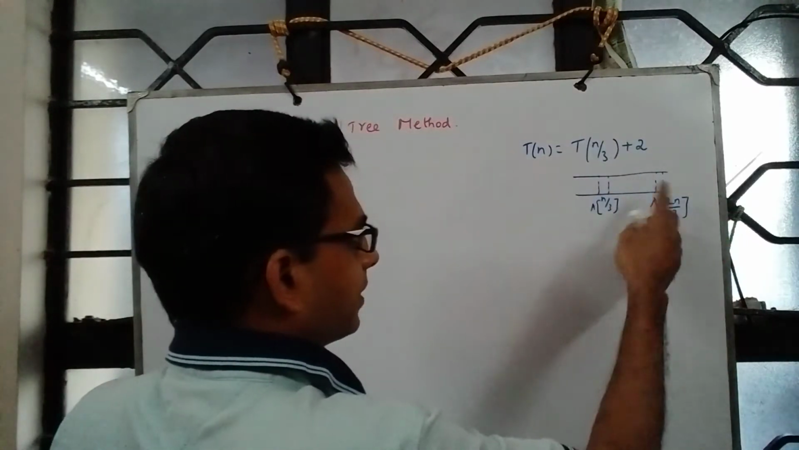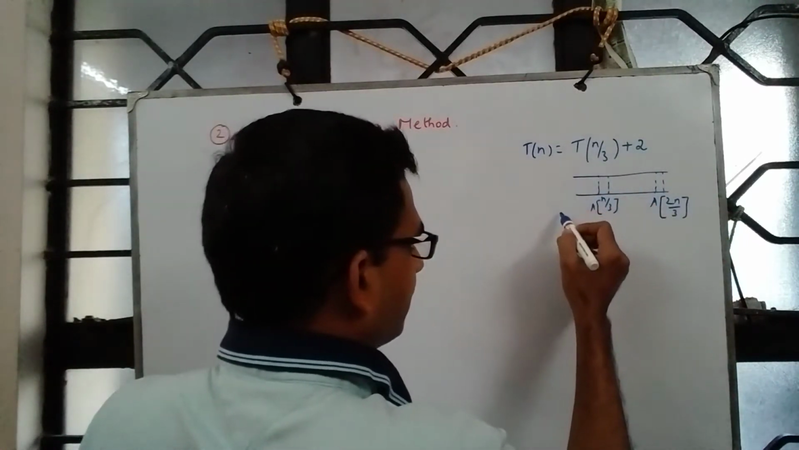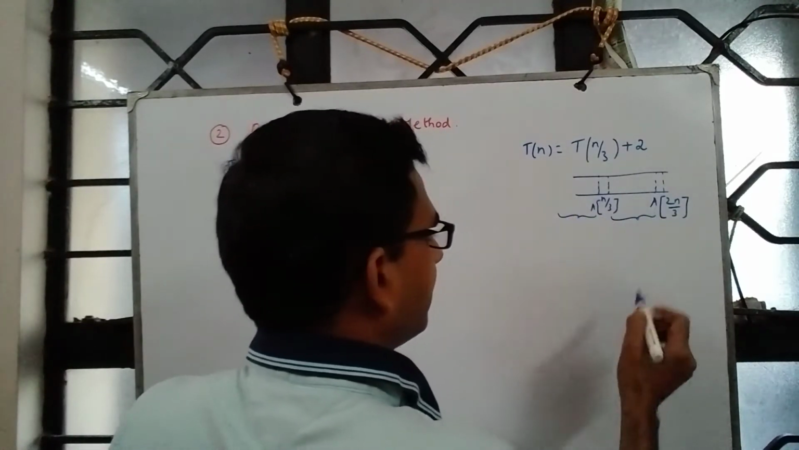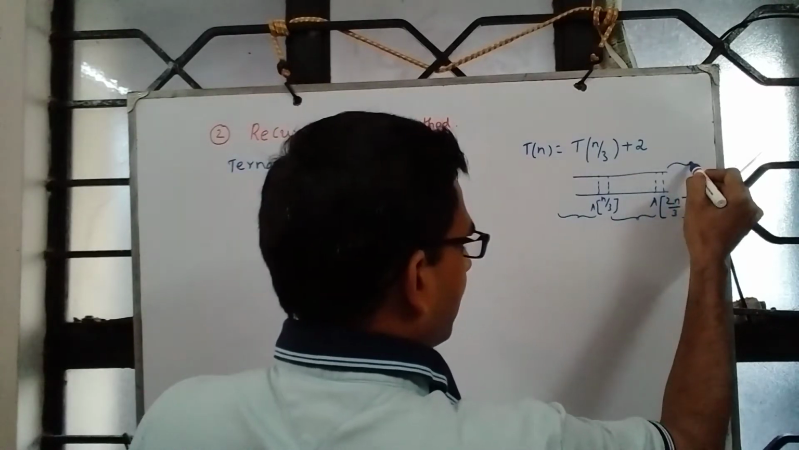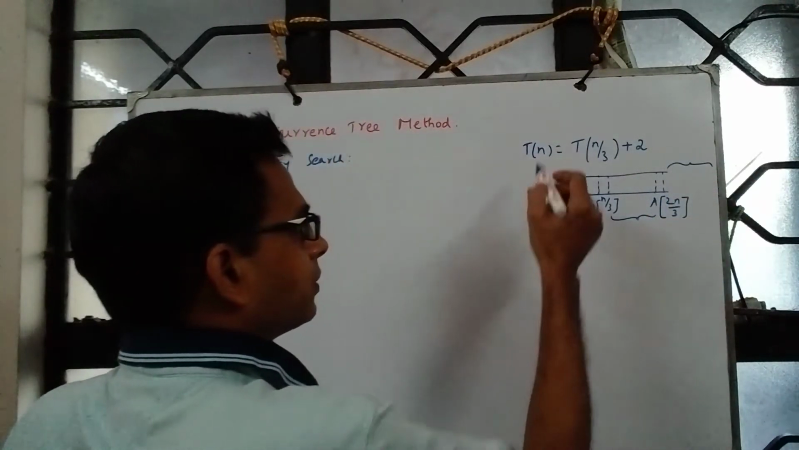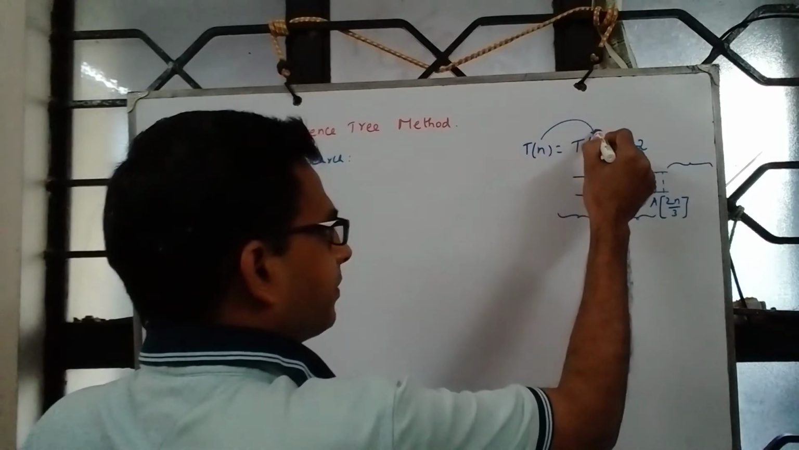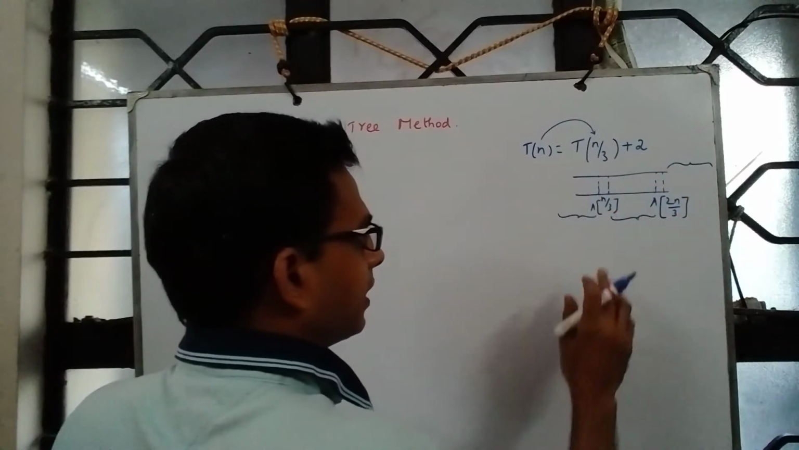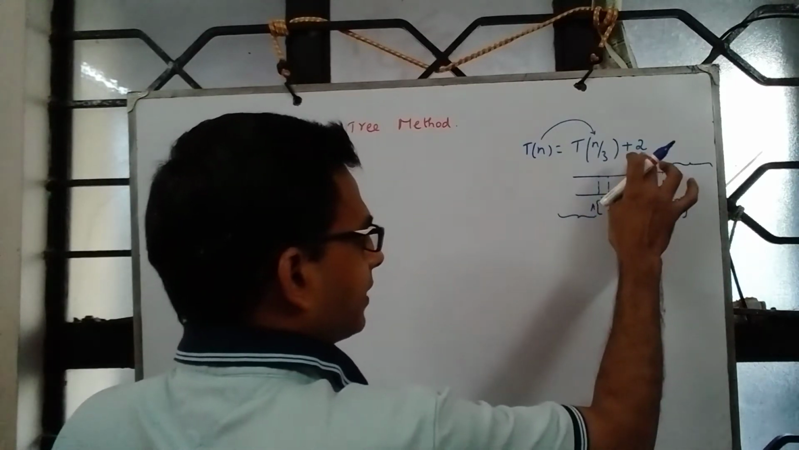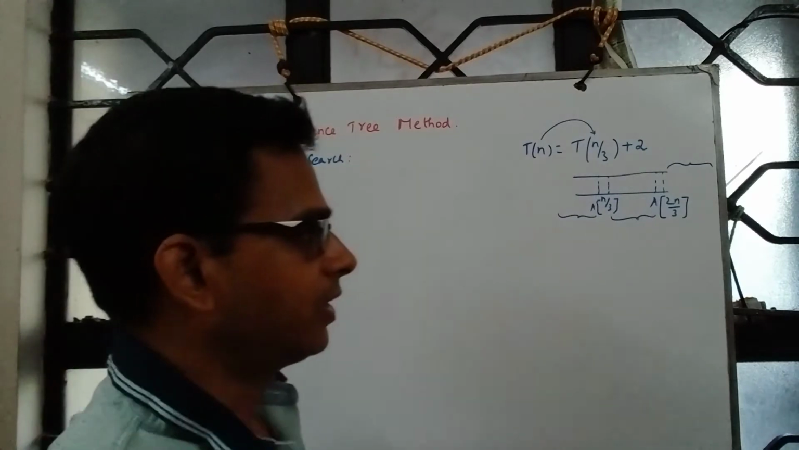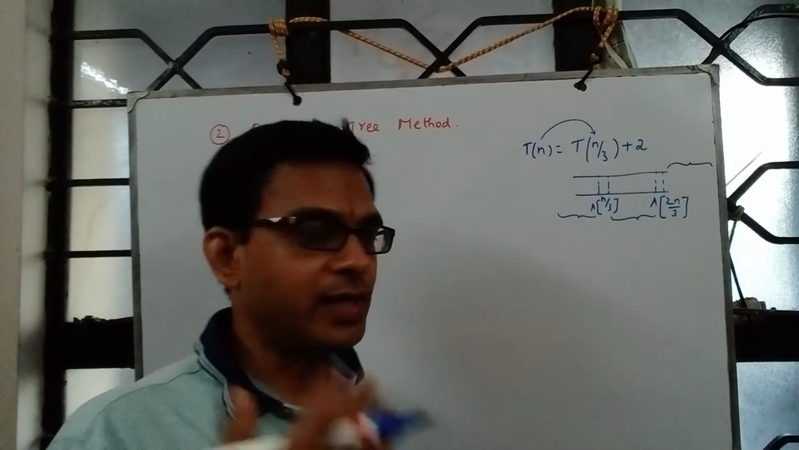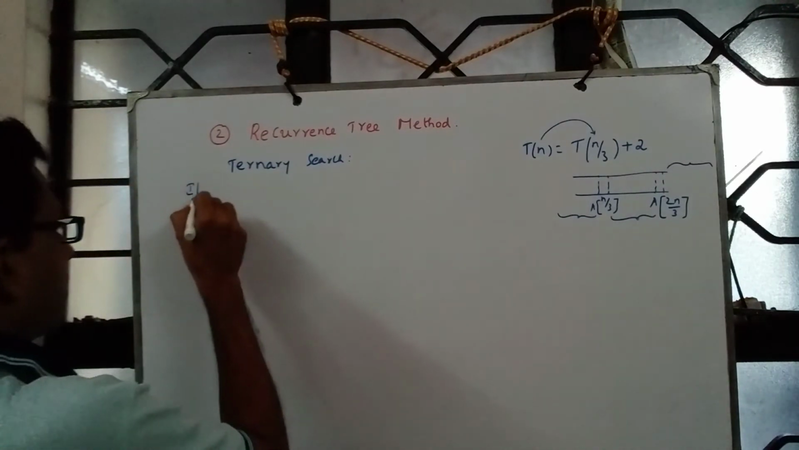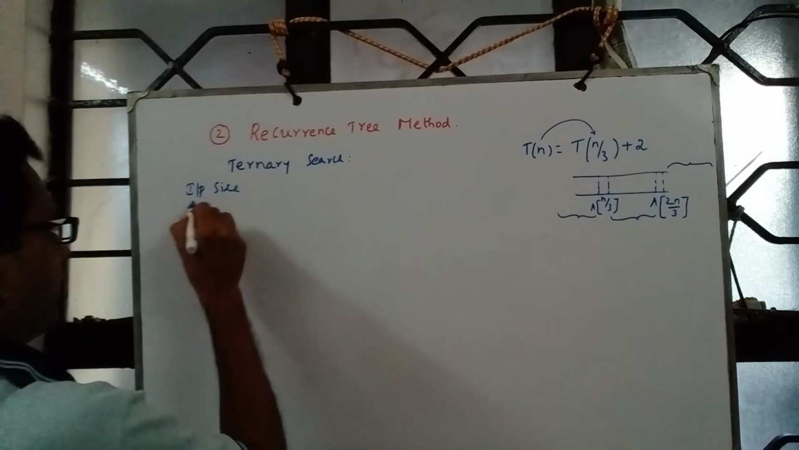After making these two comparisons, we decide to work with either this subarray, or this subarray, or this subarray, each of size n by 3. So input size goes from n to n by 3. Supposing I work with this, then 2n by 3 is pruned, and this call we take after incurring two comparisons, and this is something we keep doing iteration after iteration. So on one side, how is this happening?